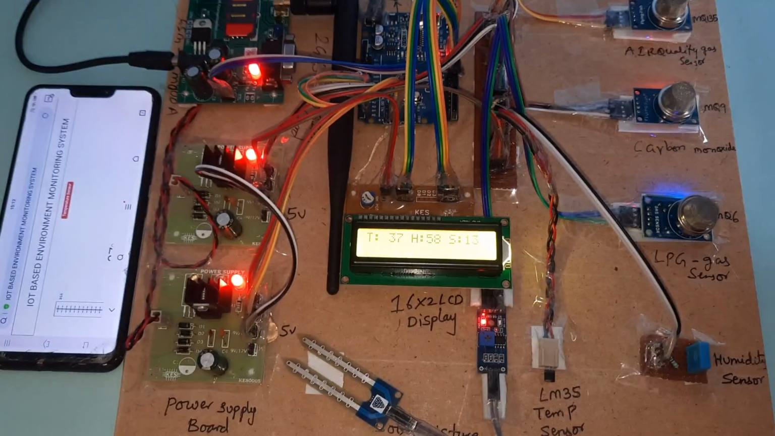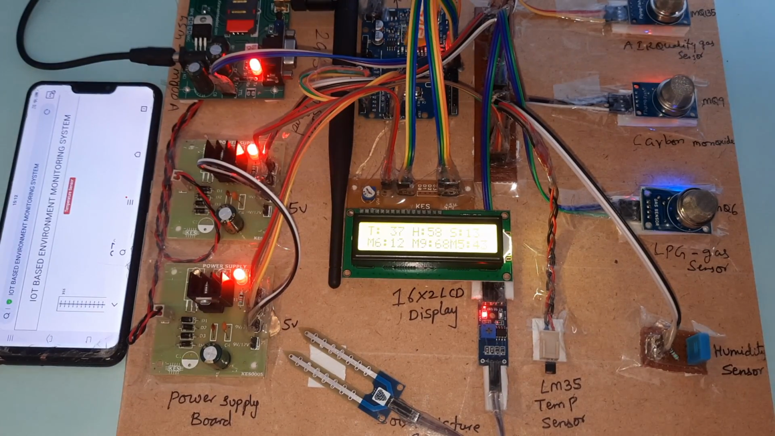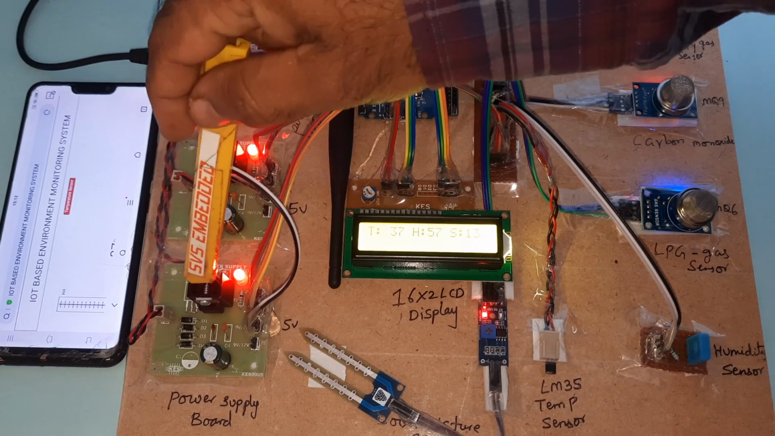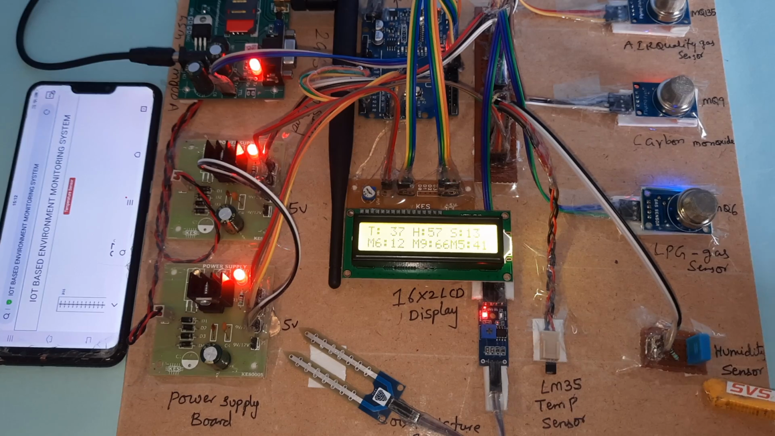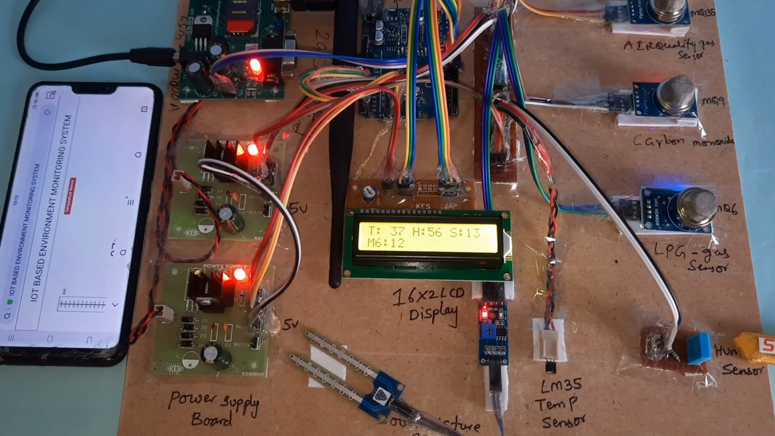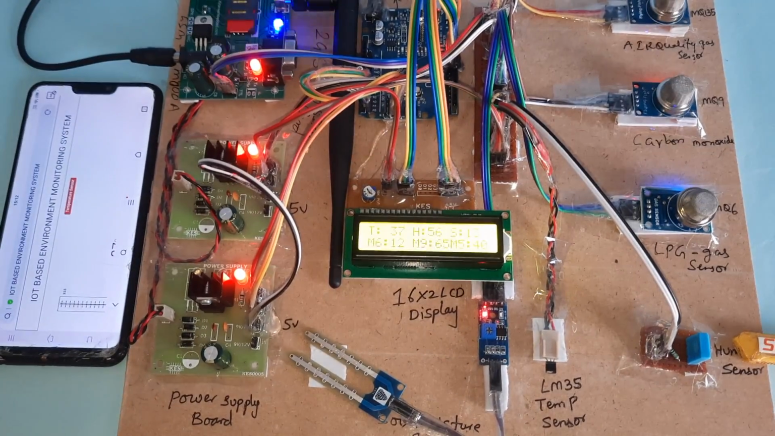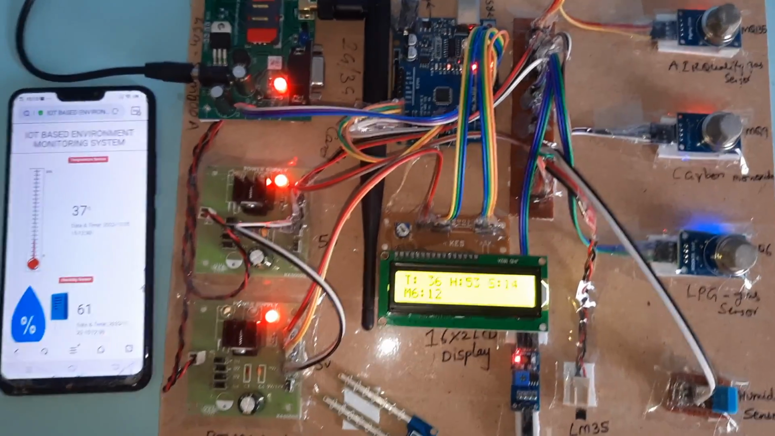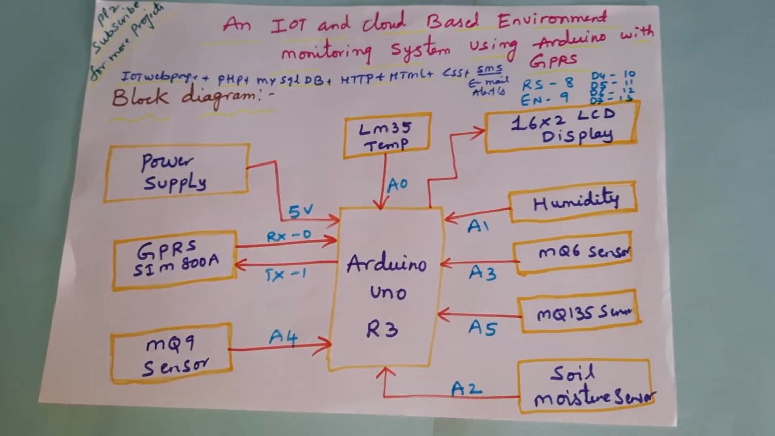So once again, Arduino board and GSM SIM800A, power supply board, MQ135, MQ9, MQ6, humidity sensor, temperature sensor. This is our block diagram.